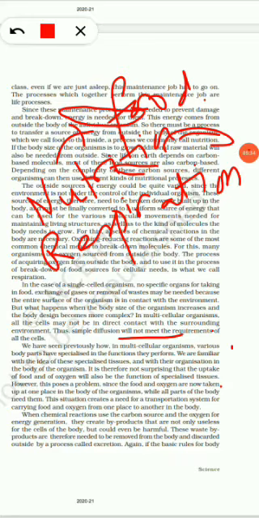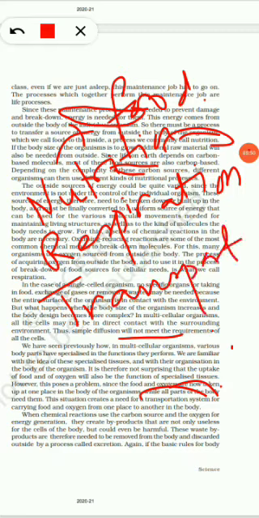Food and oxygen are not taken up at one place in the body of the organism while all the parts of the body need them. This situation creates a need for transportation. So there is a transport system which is required. Transportation in human beings, who does it? Blood does it. Okay, blood and plasma.